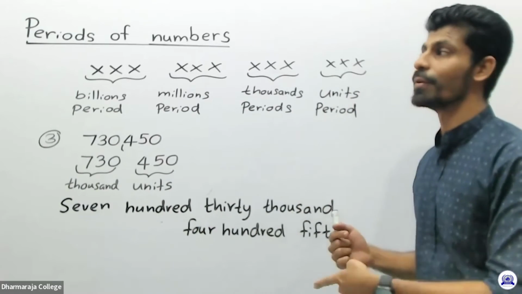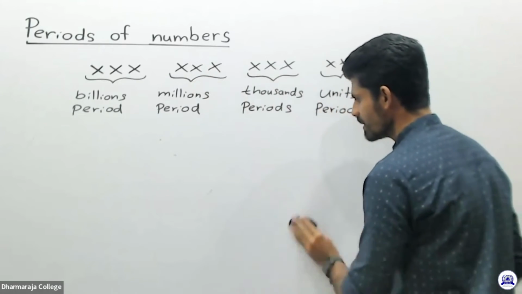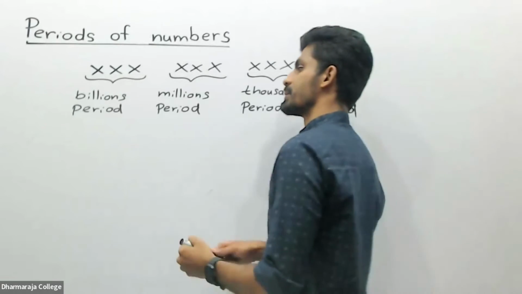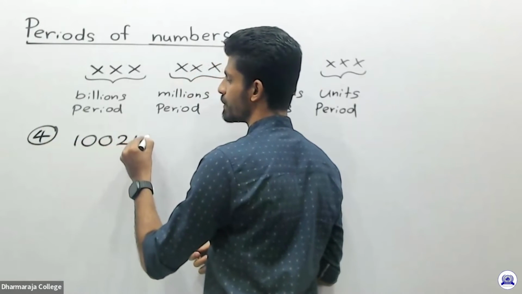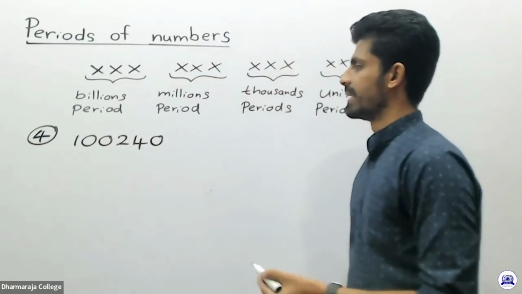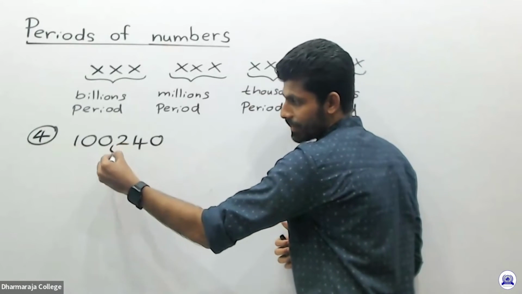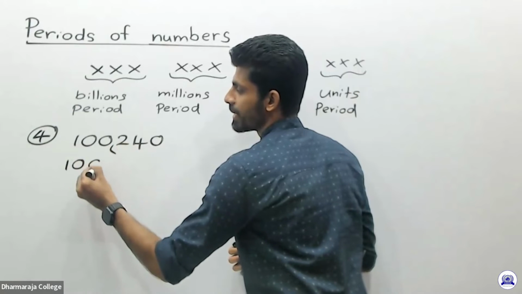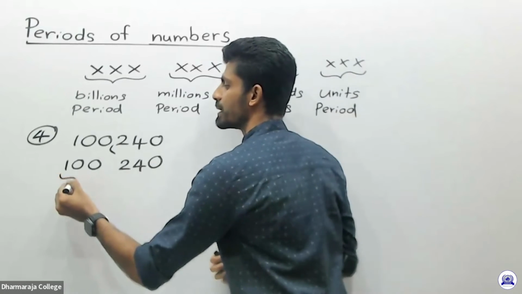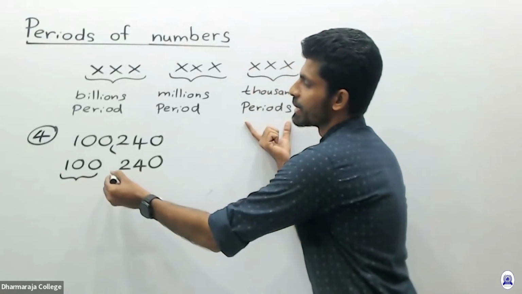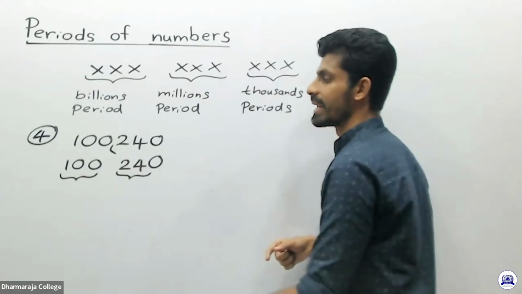Shall we move to question number 4? Right, okay. I'm quickly moving to question number 4. Just try to do this one. 100240. Quickly. 1, 2, 3, comma. 100 space 240. 100 means thousands period. 240 means units period.